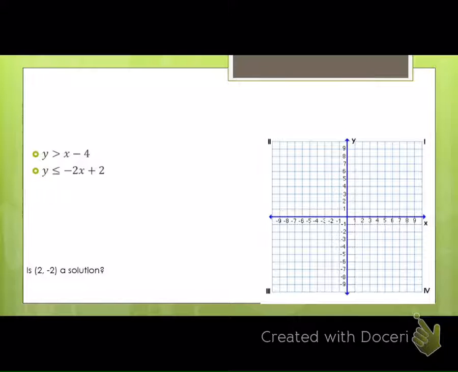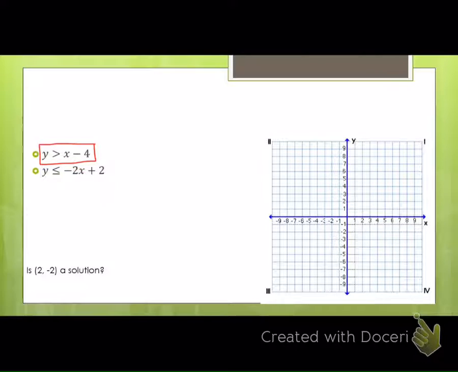Okay, let's graph both of these lines. Today we're going to look at this, and I'm going to use different colors on mine, and you can use different colors on yours. So I'm going to use red for this first one.